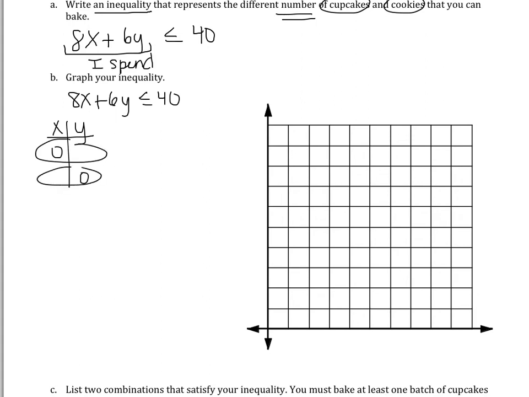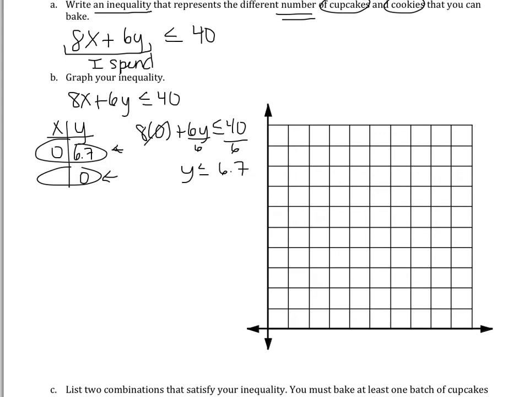So the first point, right here, is saying substitute 0 for x. So I have 8 times 0 plus 6y is less than or equal to 40. 8 times 0 is just 0. So I end up having to divide by 6. I get y is less than or equal to 6.7 when I round. So that's going to be 1 point, 0, 6.7.